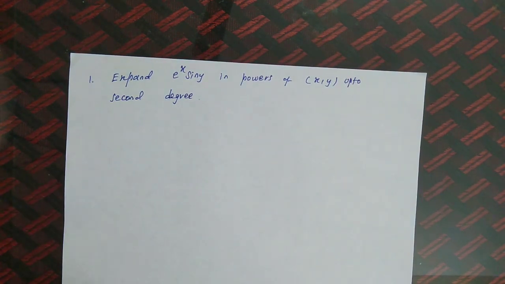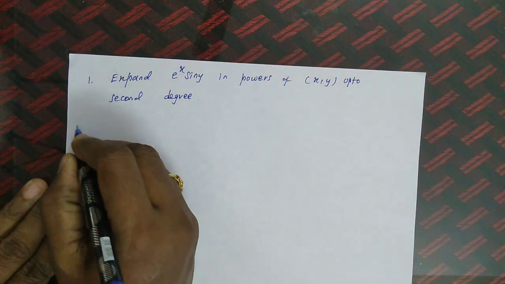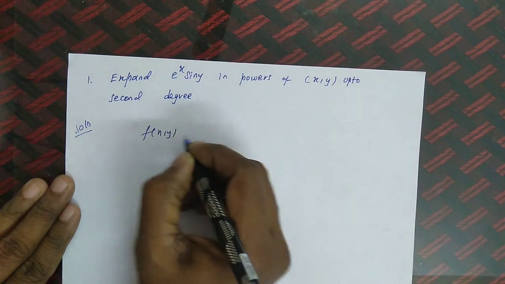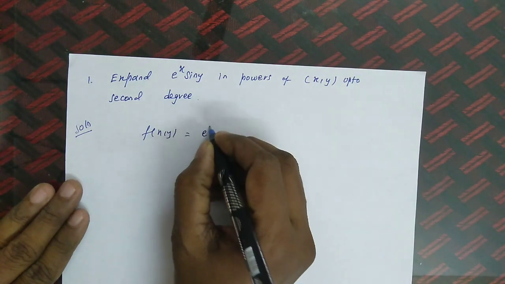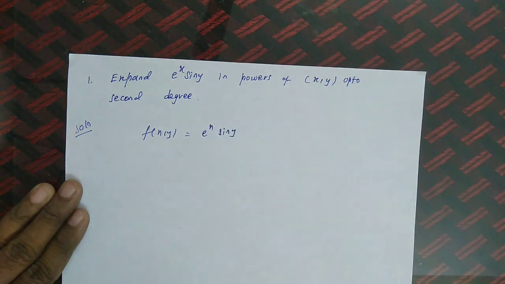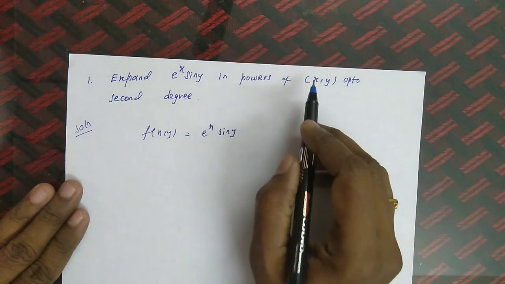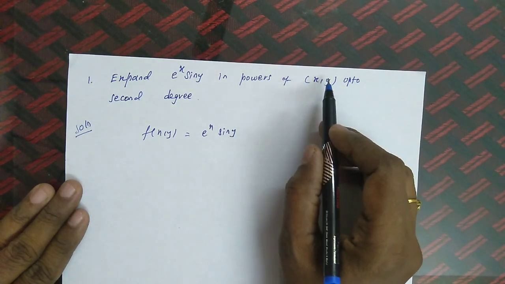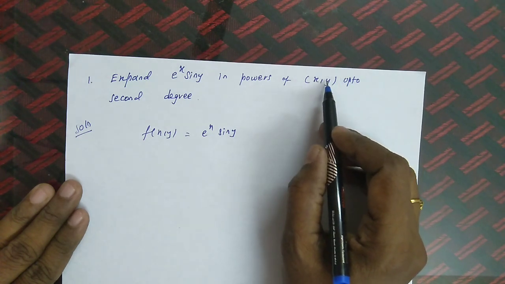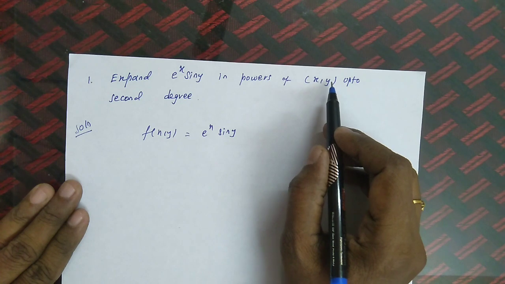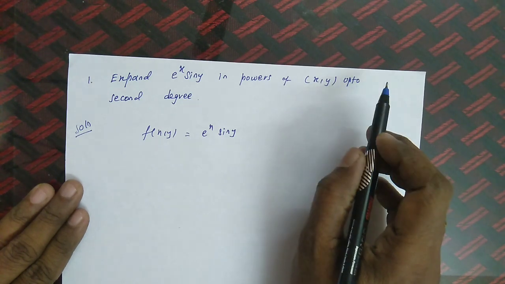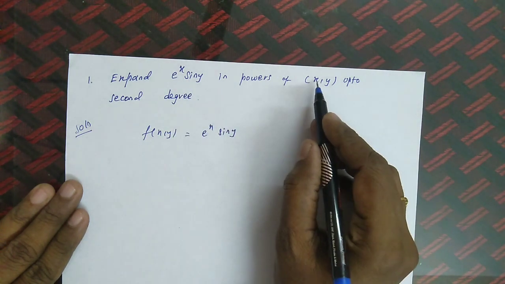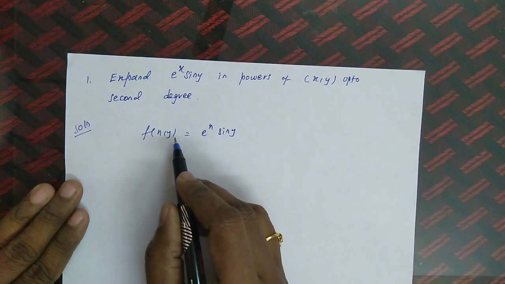So first we will take the given function as f of x comma y. Look at the solution. Let f of x comma y be equal to e power x sin y. It's understood that up to second degree in powers of x comma y means, instead of x minus a and y minus b, it's given x comma y. So obviously a is 0 and b is also 0. In that case we are supposed to use the Maclaurin series. So we have taken f of x comma y as e power x sin y, and instead of x and y we are going to substitute the point 0 comma 0.